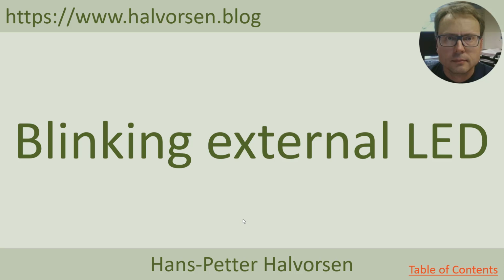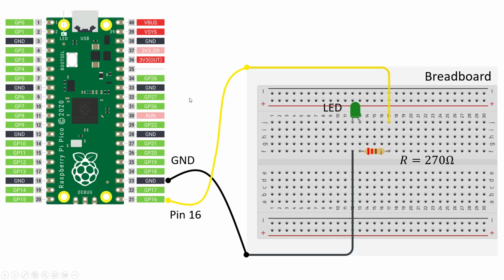So now we have used the onboard LED. Let's see how we can use an external LED instead. Here you see an example of a wiring using an external LED. I have used a breadboard. I'm connecting an LED, and then I'm using one of the pins on the Raspberry Pi Pico. You can use any of those green pins. I have just chosen to use pin number 16, which is this one.